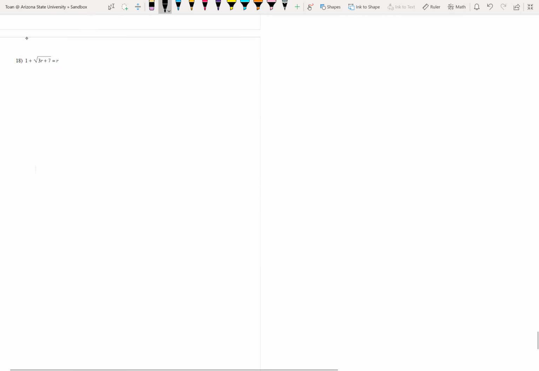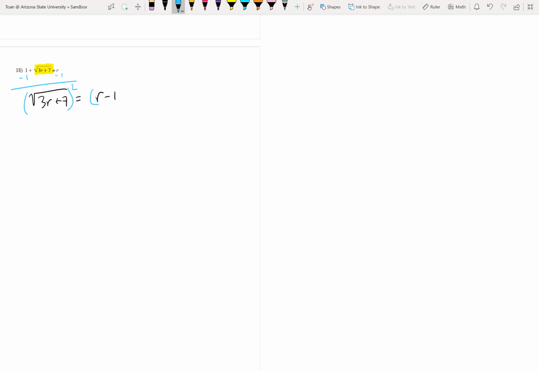Last but not least, number 18. It's a radical equation, and just like with absolute values, this is sort of a special symbol. You don't want to start solving until that symbol is by itself, so hope you can see that that means we got to get rid of that 1 there. So to get rid of a positive 1, you go ahead and subtract 1 from both sides. Gives us radical 3r plus 7 equals r minus 1. And then we can, now that the radical is by itself, square both sides.